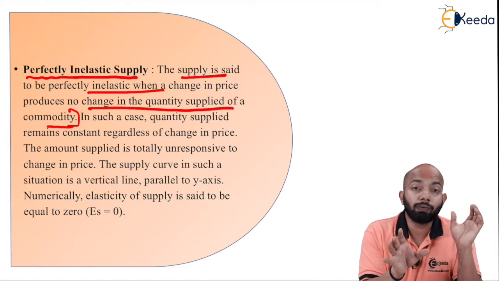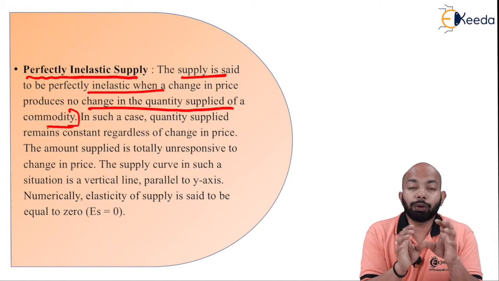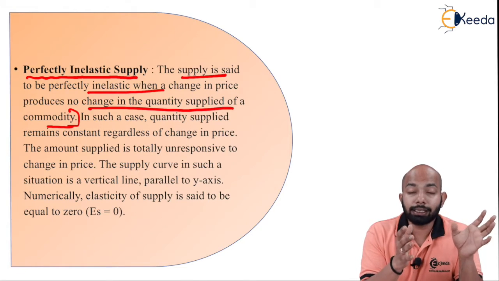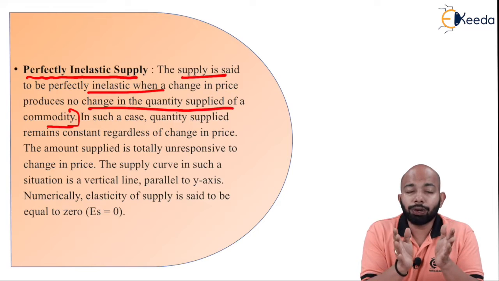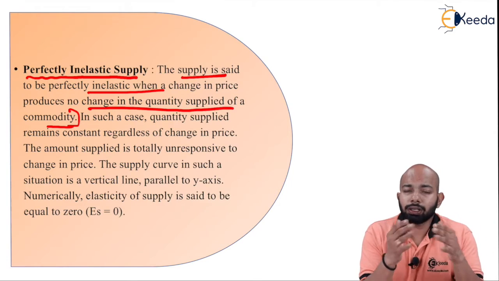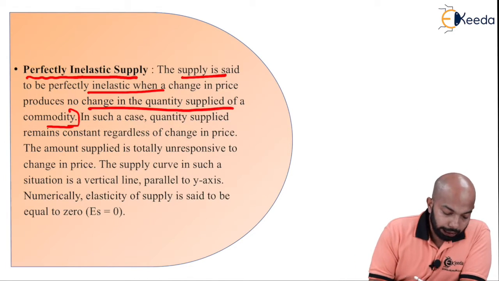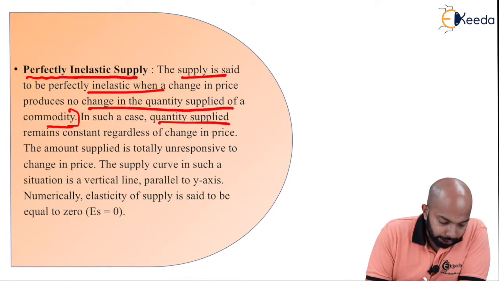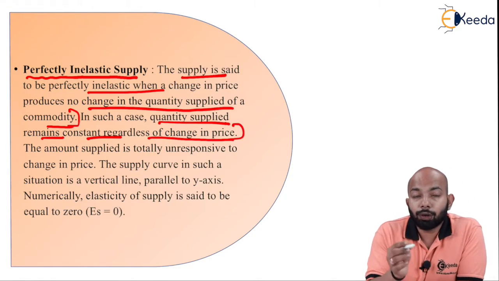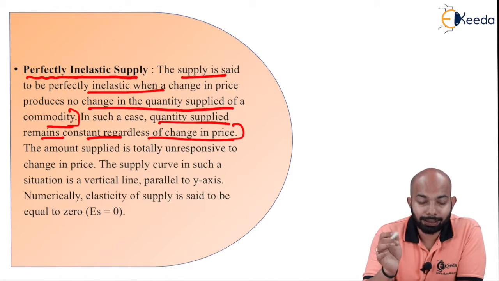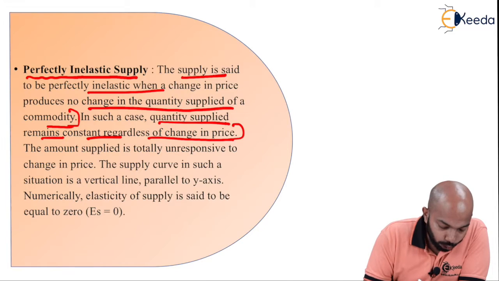Now you know the difference between why it is called elastic and inelastic. Where there is a change in the quantity supplied, then yes, it is elastic. If there is no change in the quantity supplied, it makes no difference, increase or decrease, I am going to send only this much, then it is inelastic. In such a case, quantity supplied remains constant regardless of the change in price. Whatever quantity has been supplied remains unchanged no matter what the change in price is. The amount supplied is totally unresponsive to the change in price.